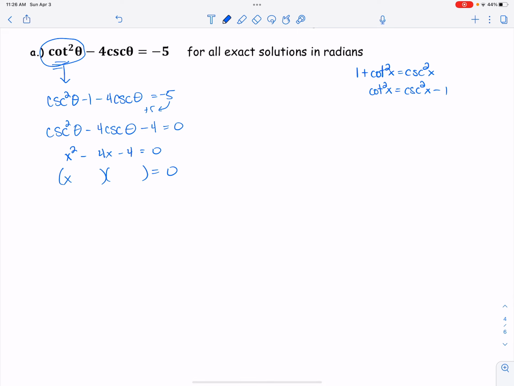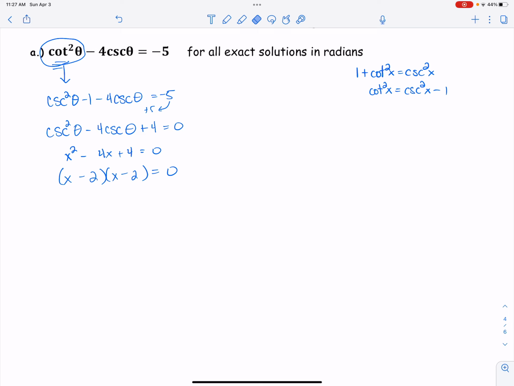I need two things that multiply to give me 4 and add to give me negative 4. Uh-oh. That's not going to work. Do I have a typo or did I write something down wrong? Plus 5. Oh, this should be positive 4. I did write it down wrong. All right. Didn't add right, I guess. So there's supposed to be plus, which now that works, right? Those multiply to give me positive 4 and add to give me negative 4. And they're actually the same, so that's kind of nice.